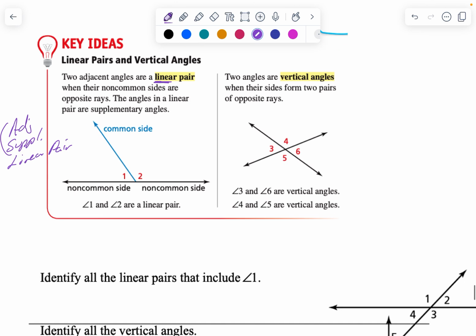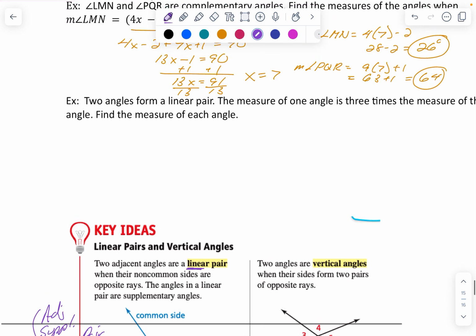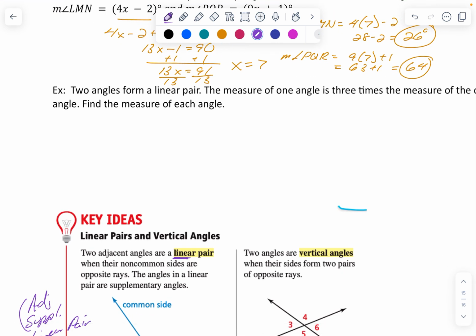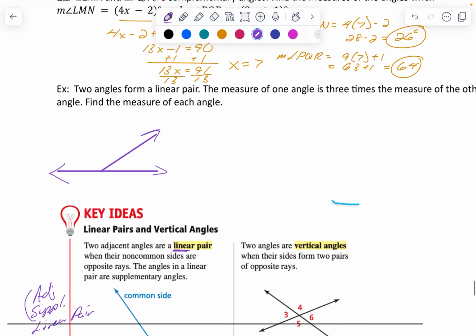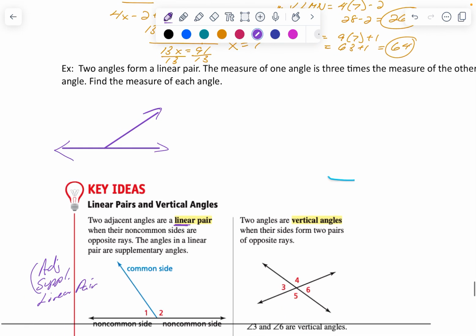So finally, well, let's go back. Let's go back and do the linear pair. So two angles form a linear pair. What I like to do is I like to draw a picture, so I get that visual. The measure of one angle is 3 times the measure of the other angle. So here's the one angle, and this is 3 times the measure of the other angle. Find the measure of each angle.